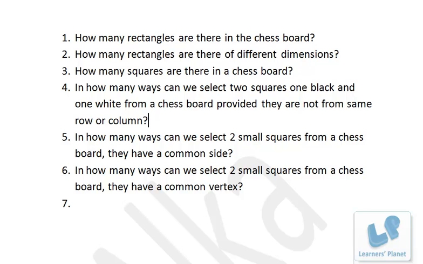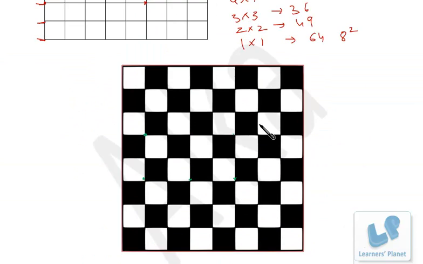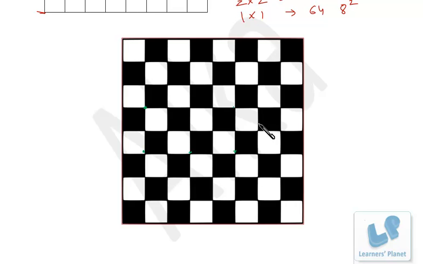Now the next question is, in how many ways can we select 2 squares, one black and one white from a chessboard provided that they are not from the same row or column? Now in how many ways can we select one white square? That's 32, right? 32 white squares are there. So that's 32C1.